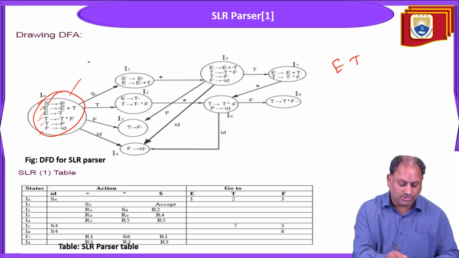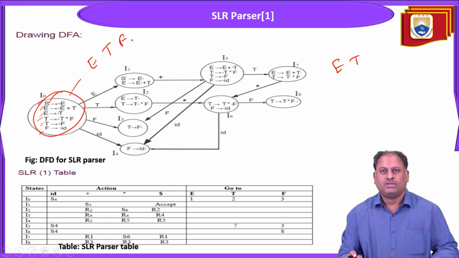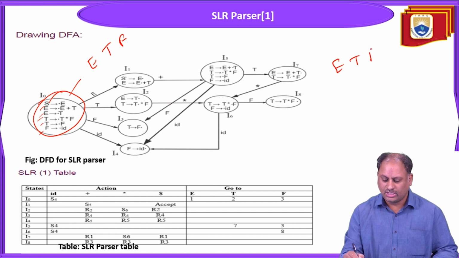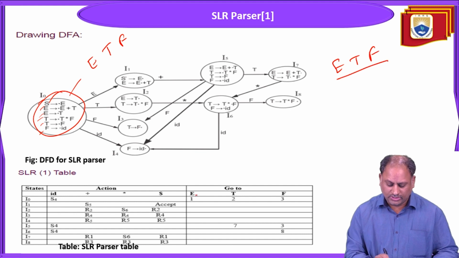In this given grammar, the non-terminals are capital E, capital T, and capital F. These are the non-terminals which are to be included as the goto part.